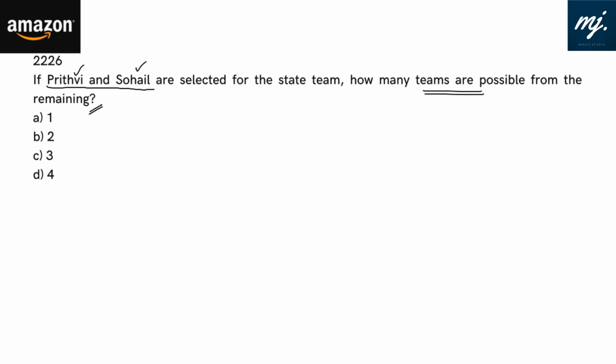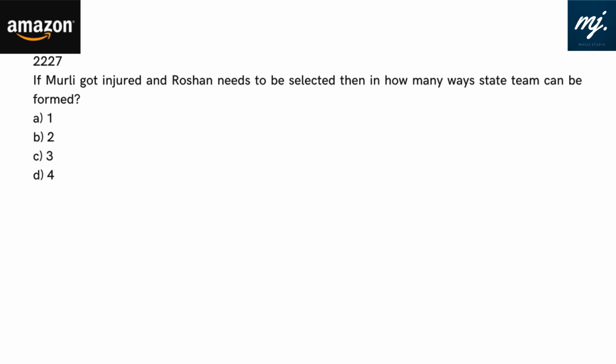So let's get back to the question. If Prithvi and Sohail are there, how many teams are possible? Only two ways team formation is possible. Okay, another question on the same case. If Murli got injured and Murli is not selected, Roshan needs to be selected, then in how many ways can the team be formed? Roshan is for sure, but Murli is not selected. Let's get back to the caselet.